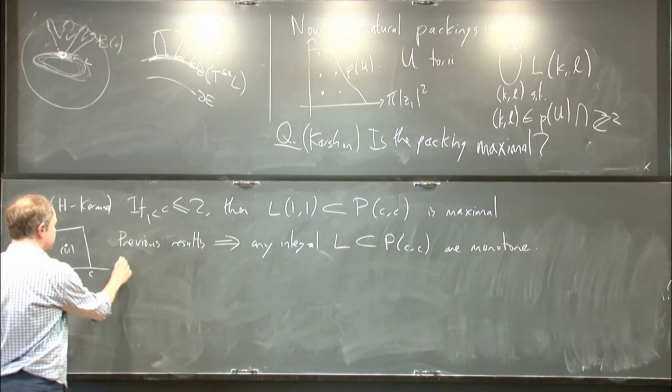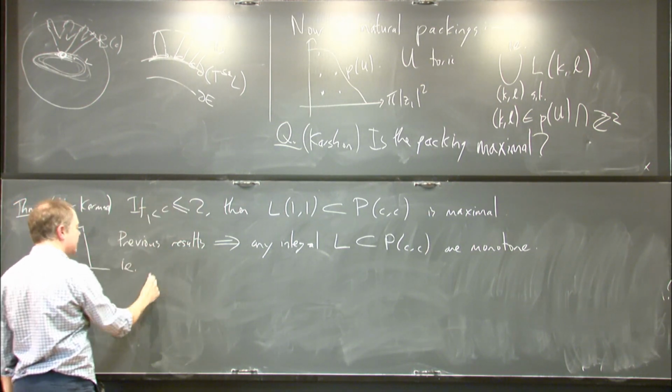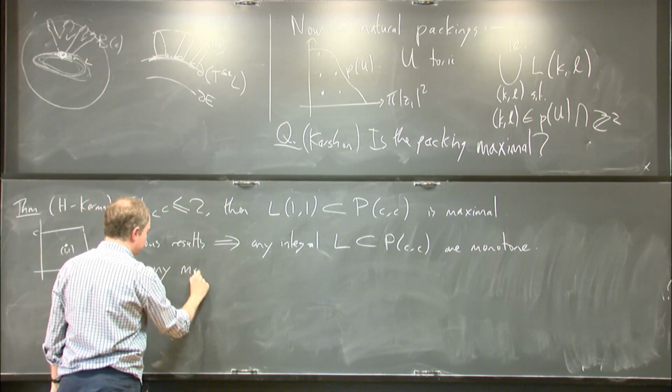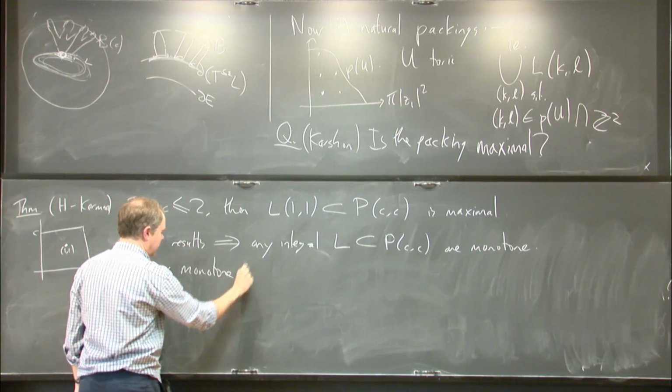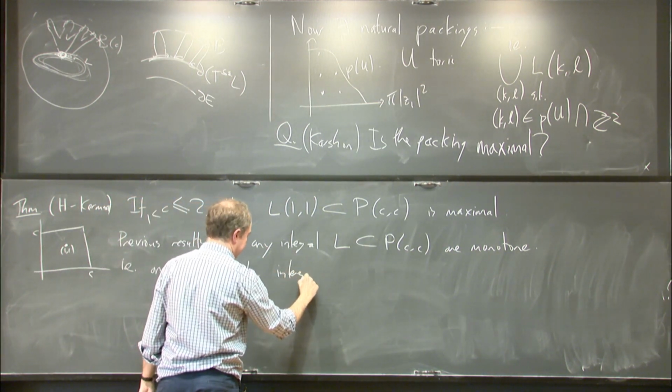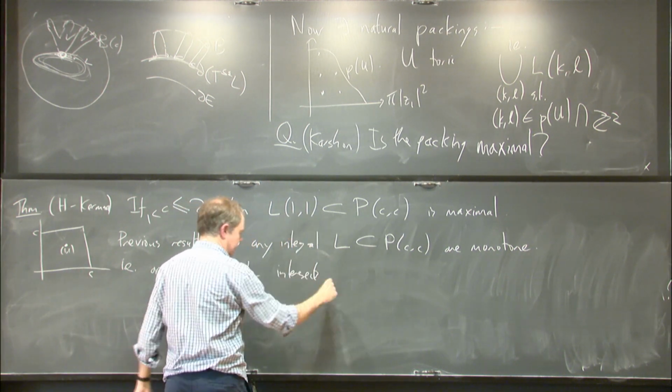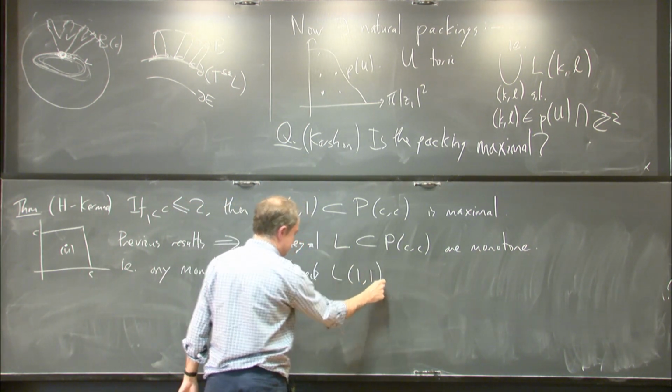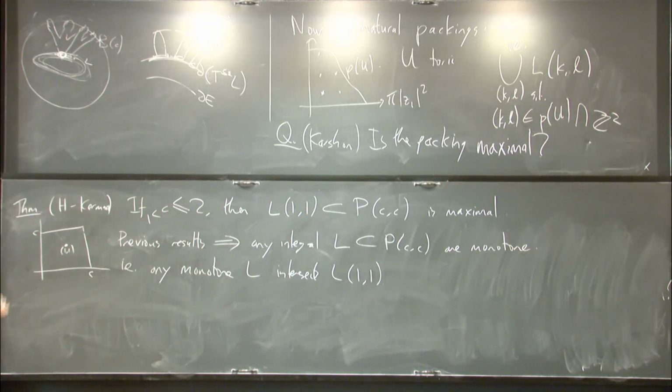Then what this is saying is, the theorem says any monotone L intersects this Clifford torus here. All right, so we'll talk about this at the end if there's time for this.